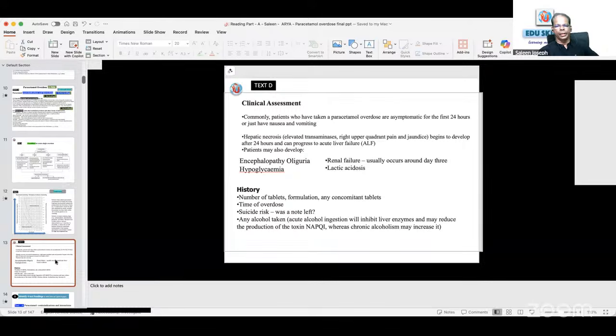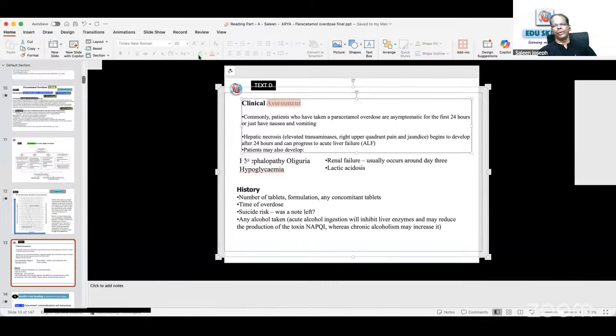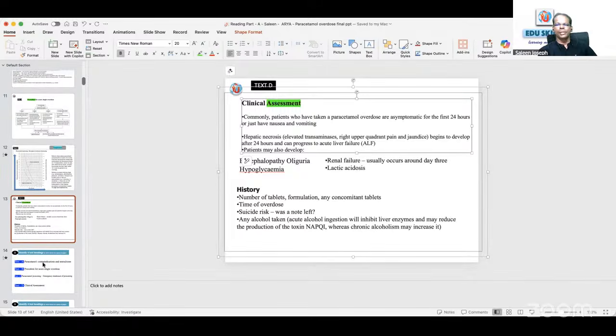Now clinical assessment. Text D is clinical assessment. What could be the heading? Clinical assessment. Yeah, you can make it short also. If you can understand, you can just think of assessment. Everything is clinical, right? So just for your understanding, beginners always do this.